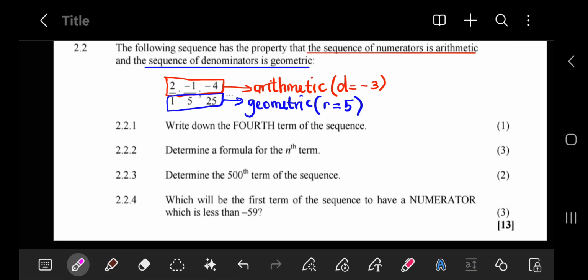Now for 2.2.2, we are required to determine a formula for the nth term. So nth term meaning general term. However, we've got two different number patterns in one, where the numerator is arithmetic and the denominator is geometric. So here's what I'm going to do. I'm going to get the nth term for each pattern separately, and once we are done, we are then going to write it in the fraction format.